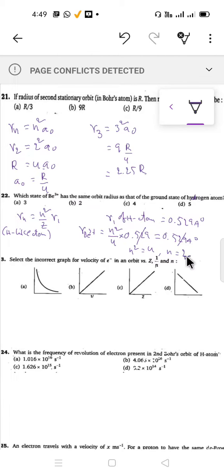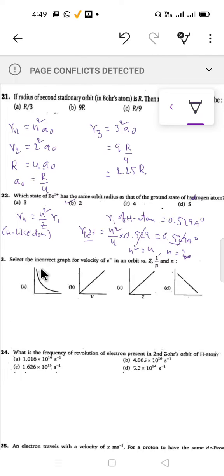What we understand from this is that the state of beryllium 3 plus has the same orbit radius as that of the ground state of the hydrogen atom, where the radius of this one is equal to that one. Then what is the n value? We can find the n value is equal to 2. So the answer is B.